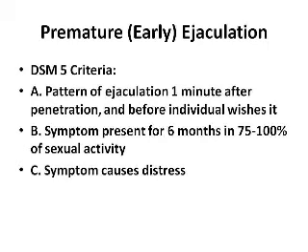The DSM-5 criteria is, first of all, a pattern of ejaculation 1 minute after penetration. So in the case of delayed ejaculation, it's taking too long in order to ejaculate, or maybe not even ejaculating at all. Here in the case of early ejaculation, is ejaculating too fast, too quickly. So a pattern of ejaculation 1 minute after penetration, and of course before the individual wishes it. The second criterion is that the symptom must be present for 6 months in 75 to 100% of sexual activity, and the symptom must cause distress.